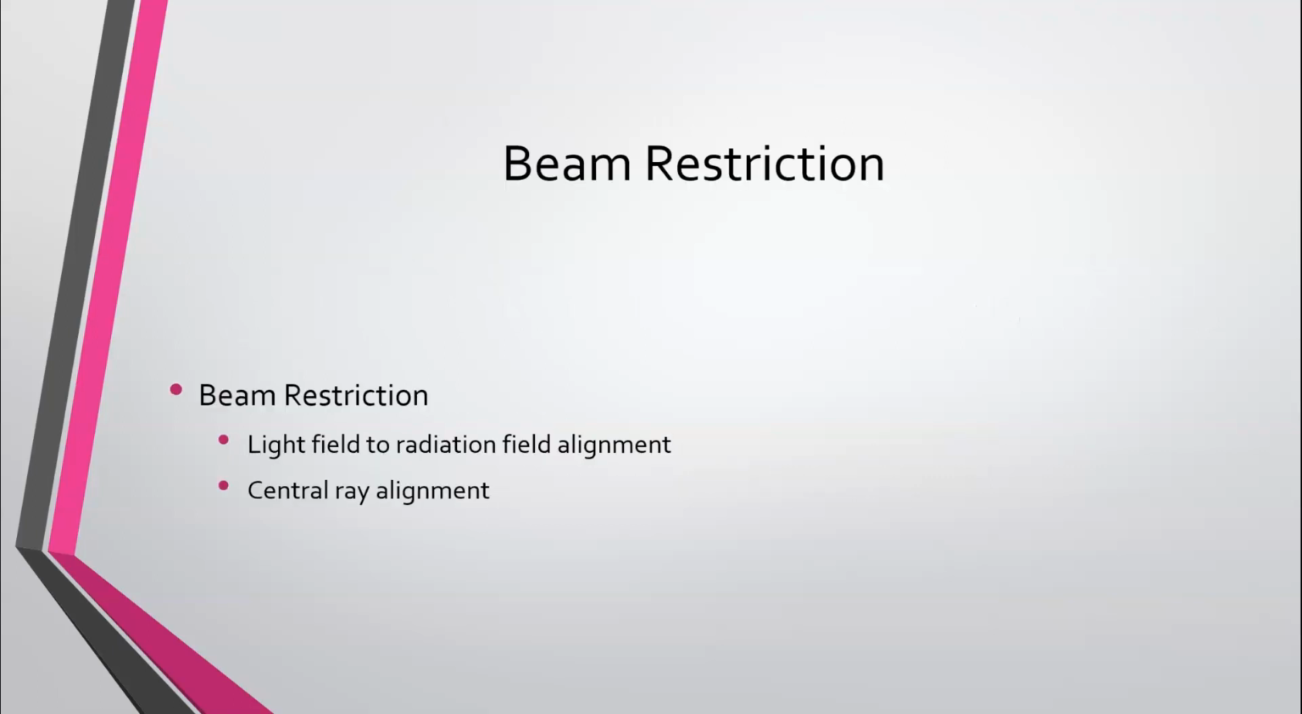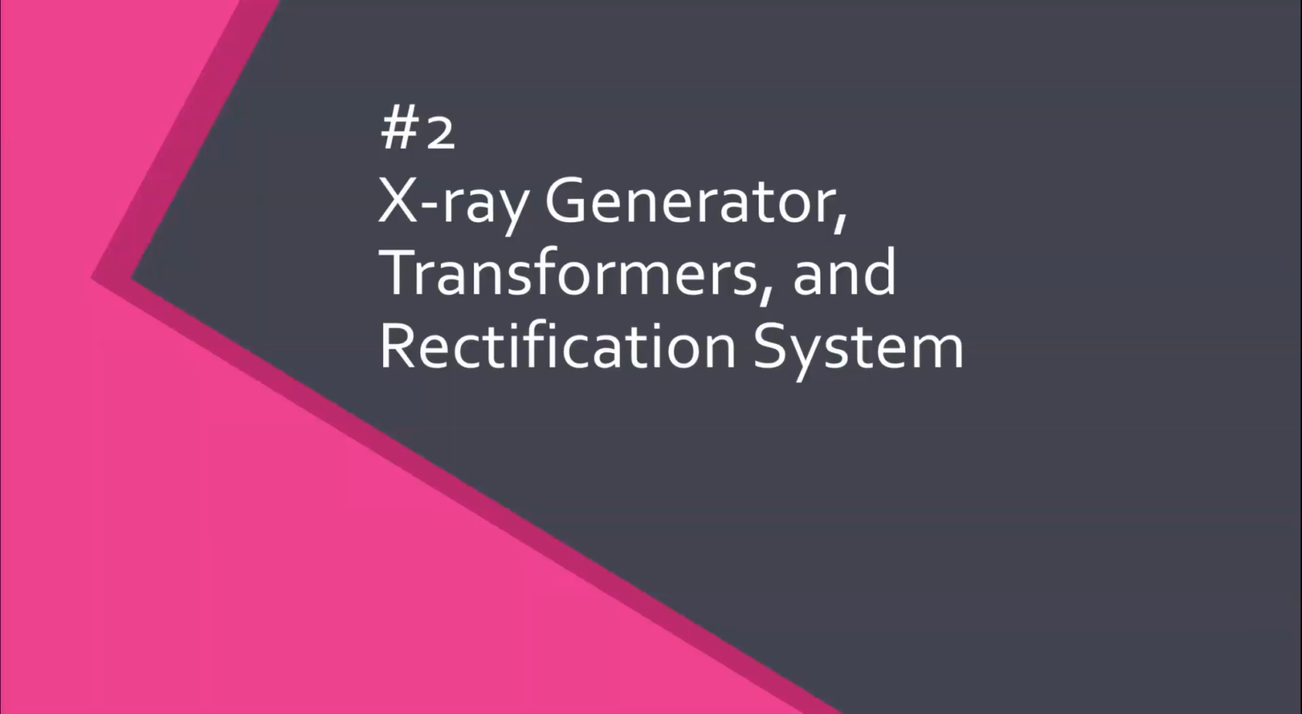Okay, beam restriction. So light field to radiation field alignment. You need to make sure that those align, right? So we talked about that in our QA. You'll have videos on it later. So central ray alignment. What it is, the light that is shining should represent the X-ray field, okay? And that's how you're going to center, as we know.